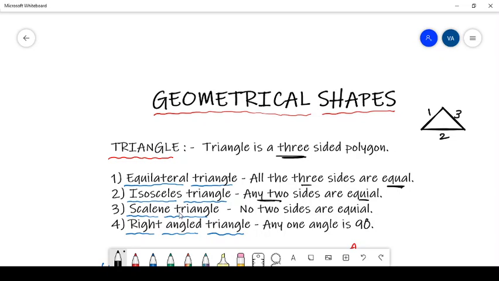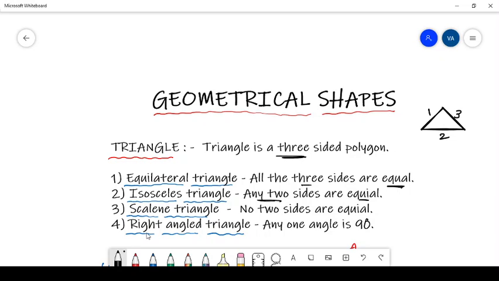Next one is the scalene triangle. In a scalene triangle, no two sides are equal. This type of triangle is called a scalene triangle. That means in a scalene triangle, no two sides are equal.